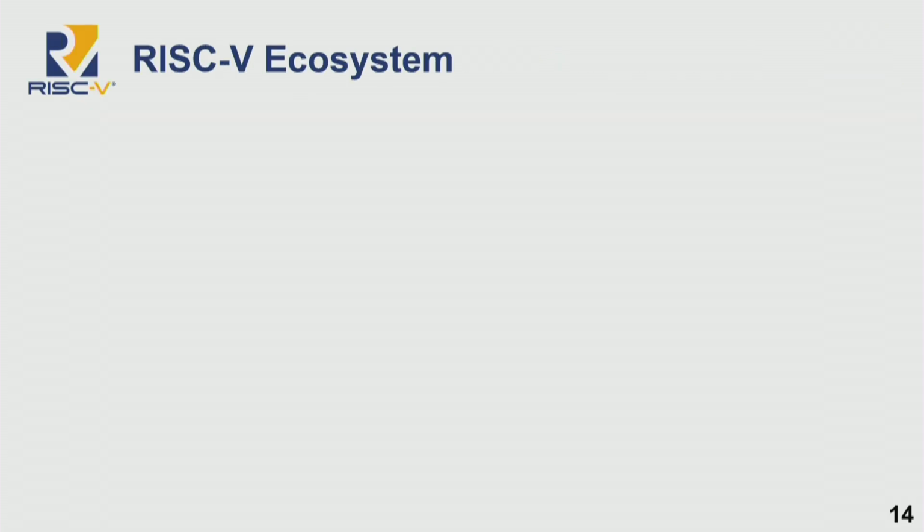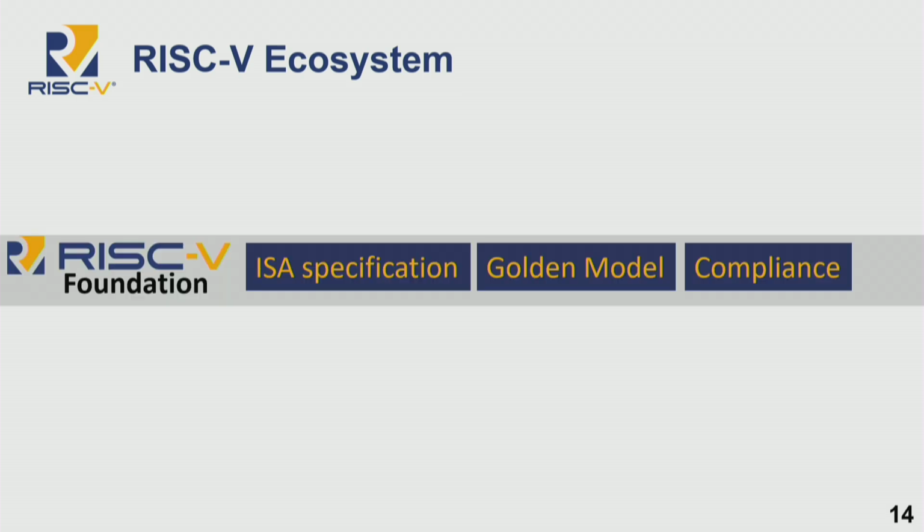So how does RISC-V work? The way RISC-V works is we have an ecosystem that is centered around the foundation. The foundation manages the ISA standard. The ISA standard is really the interface between software and hardware. So the foundation manages the spec, the golden model, compliance suites.